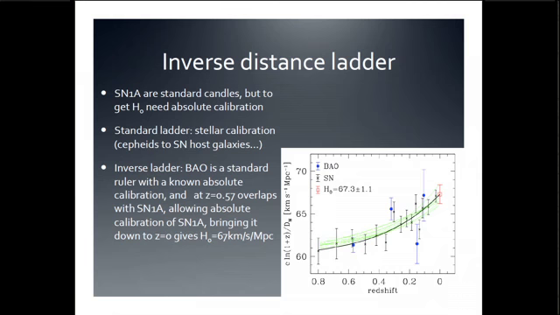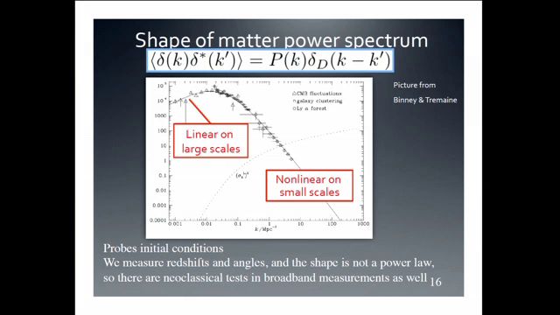There were long debates for many decades between people favoring 50 and people favoring 100. And now we think we know it to about 1.5% or so. Okay, so this is how much we can get from linear theory, just from the so-called classical tests of cosmology.